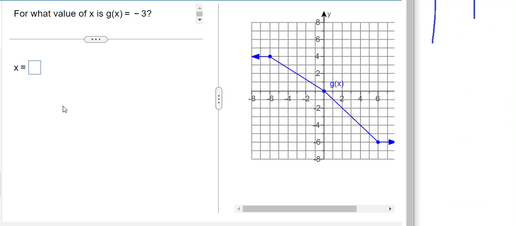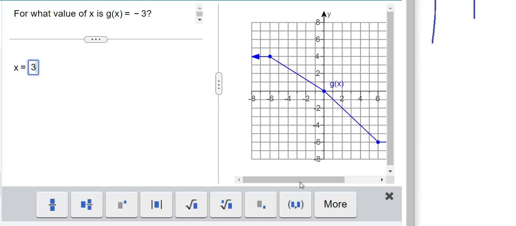For what value of x is g of x equal to -3? So this is different because they didn't give us the x, they gave us the y. So I go to my y-axis and I find my -3. And then I've got to go over to the graph and I see that would be +3. So if x is 3, y is -3. So this would be x is 3.